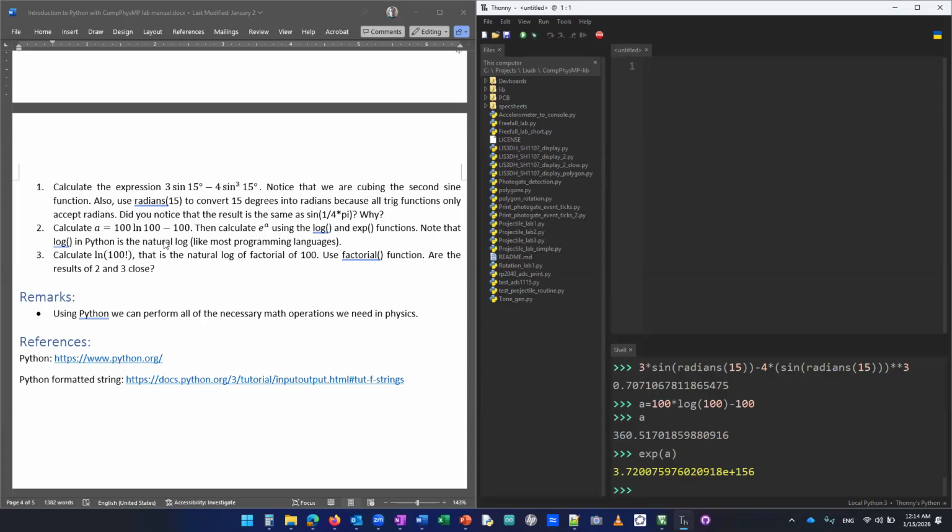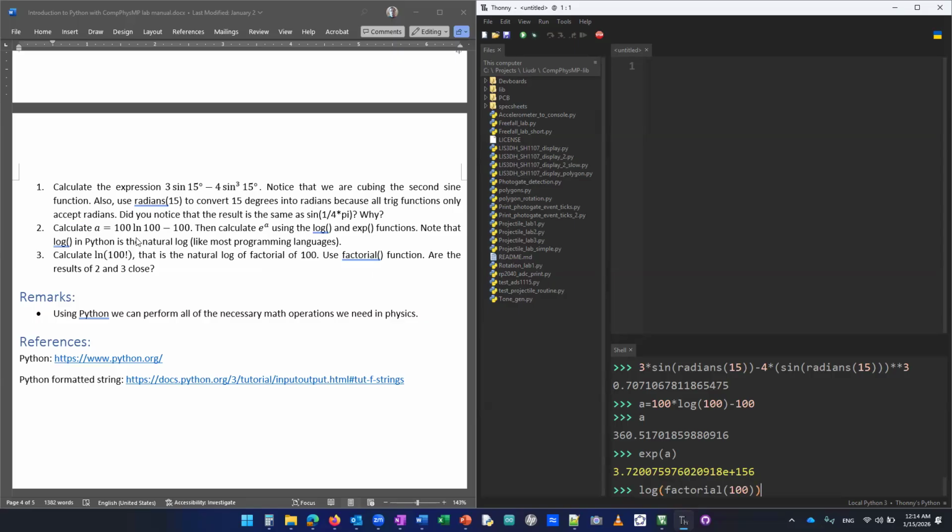Okay, so we don't have the ln, it's actually spelled just like log. Okay, so now we want to calculate, let's see, something else. A natural log of 100 factorial. Okay, so factorial will require a function called the factorial function. So we'll spell this out as natural log, log, in Python. So 100 factorial, we'll do that. Okay, so this should be it.